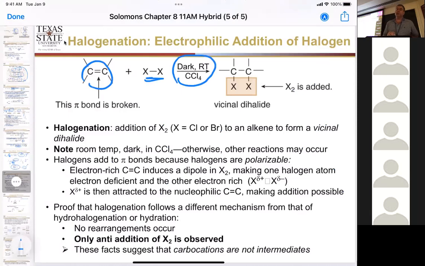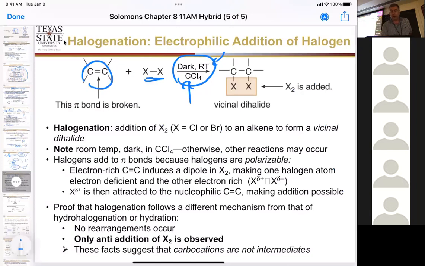Notice the conditions here, okay? The conditions are dark, room temperature, and a solvent called carbon tetrachloride, okay? Carbon tetrachloride does not participate in the reaction, but it's a solvent that cannot be halogenated, okay? So that's why we use it. Carbon tetrachloride is just the solvent. It does not participate, okay? But we have to have it dark and room temperature to keep it from reacting in a free radical form. We're going to talk about free radicals in chapter 10. But what we're saying here is it's not a free radical mechanism, and so we want to keep light out because that could induce it.